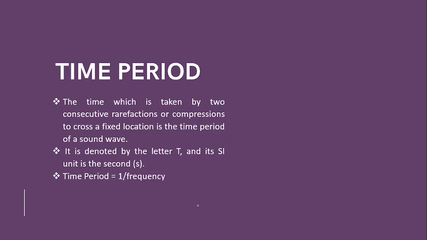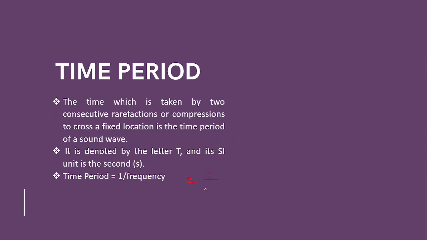Let's do the next one, time period. As I've said, the time taken by two consecutive rarefactions or compressions to cross a fixed location is the time period of a sound wave. So the time it takes for two rarefactions and two compressions to pass one place is called your time period. Time period is denoted by T, and the SI unit will be seconds because it is time. The formula is time period equals 1 by frequency. Remember, this is another important formula.